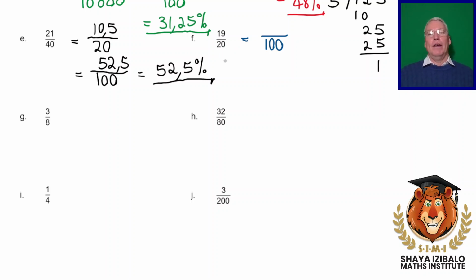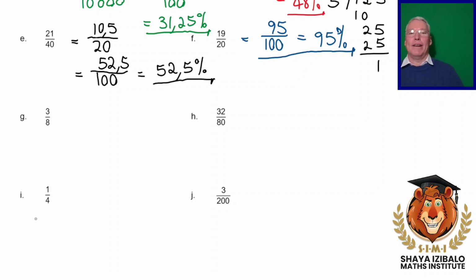20 lots of 5 is 100. So 19 lots of 5 will be 5 less than 100. It will be 95 out of 100. 95 out of 100 is 95%. And we hope that's the sort of maths mark that you are aiming for. Make only one mistake on a test out of 20 and get 19 out of 20, 95%.